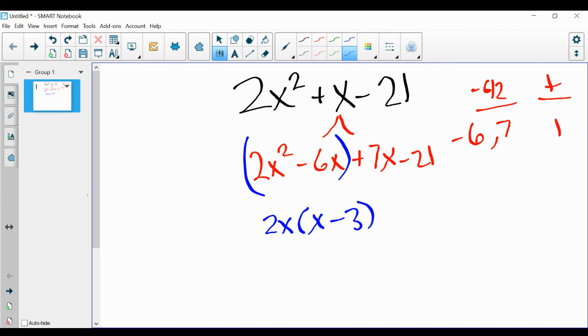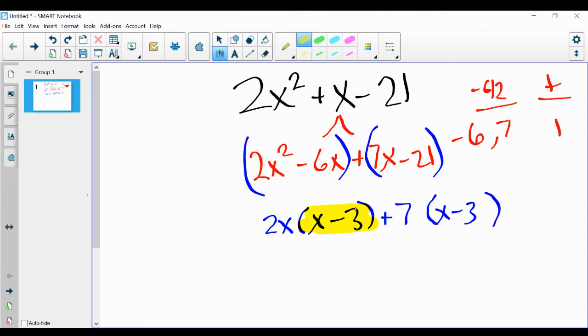Okay, now I want to check what's in common between the 7x and the negative 21. Well, there's not an x in both of them, but I can factor out a 7. Okay, I'm going to say a positive 7 right now. If I factor out a positive 7, 7 times x got me 7x, and 7 times negative 3 got me to negative 21. You're going to notice that here, the factors are the same.